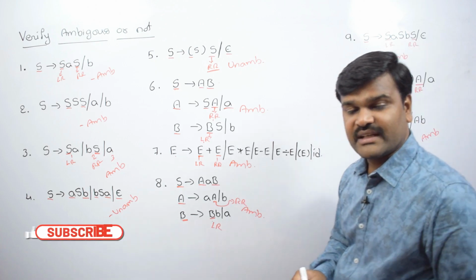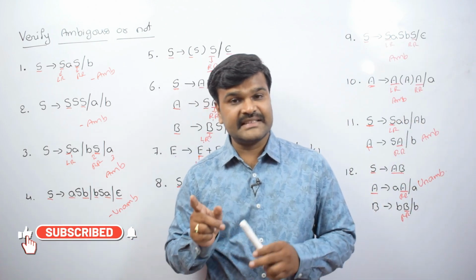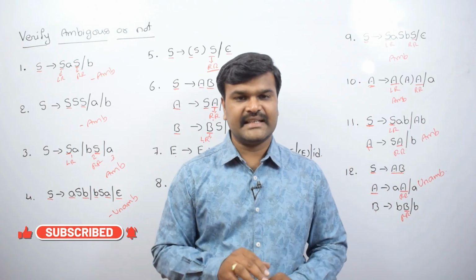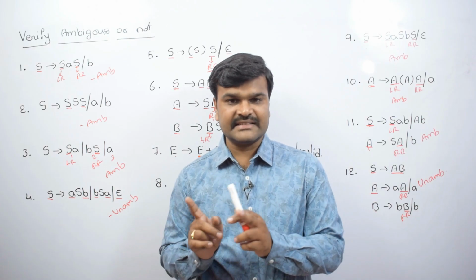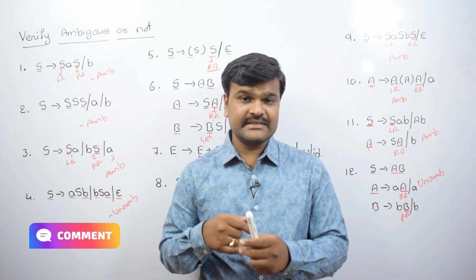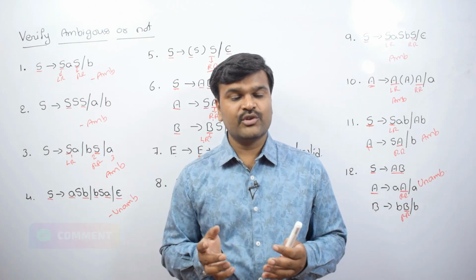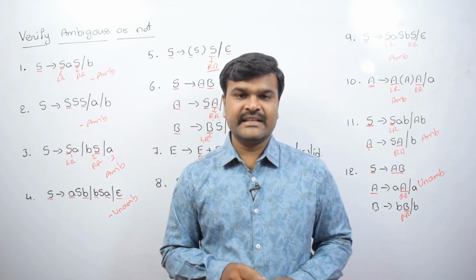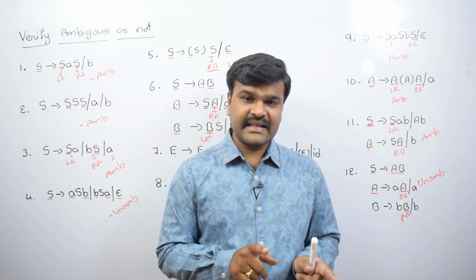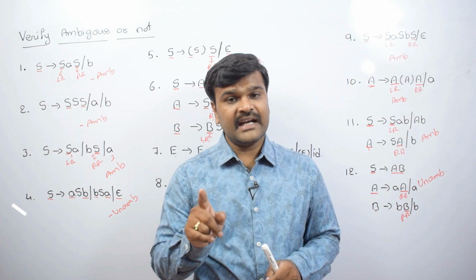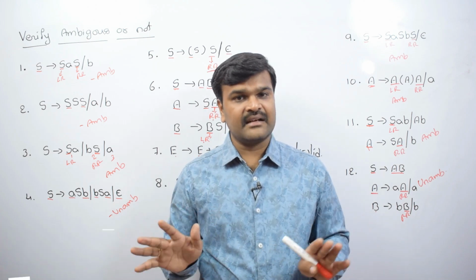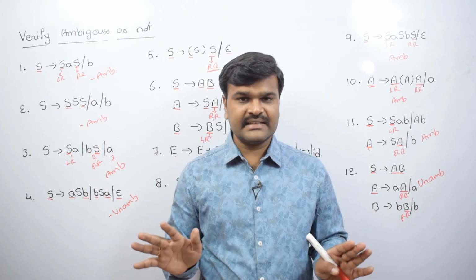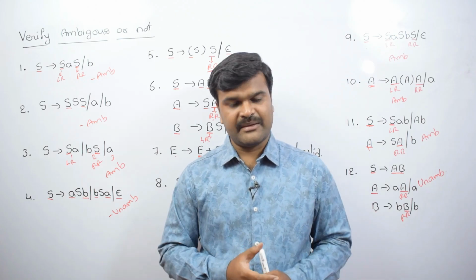In this way you can simply identify whether a given grammar is ambiguous or not, and tell it directly. If both left recursion and right recursion are there in the grammar, then you can say it is an ambiguous grammar. But the left recursion and right recursion need not be in the same production. Overall, both exist or not, that is it. If both are there overall, that will become an ambiguous grammar.